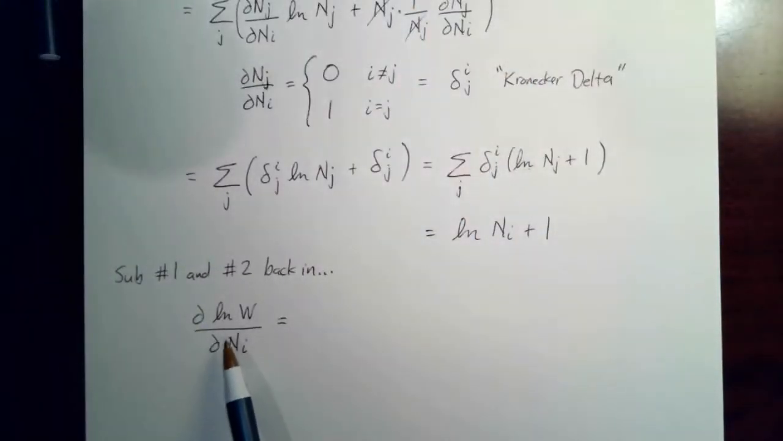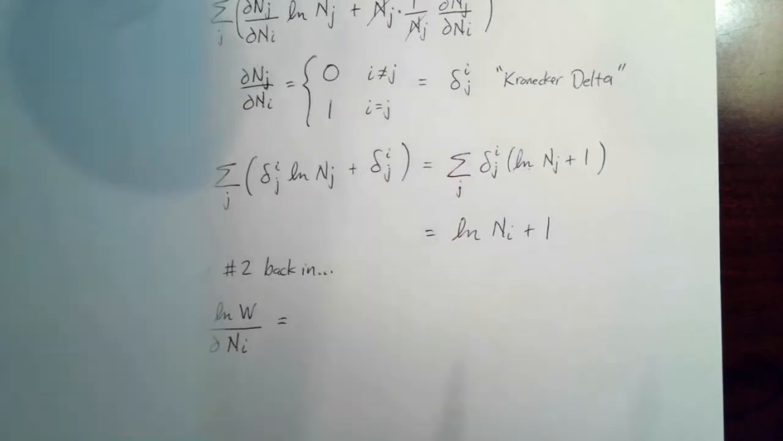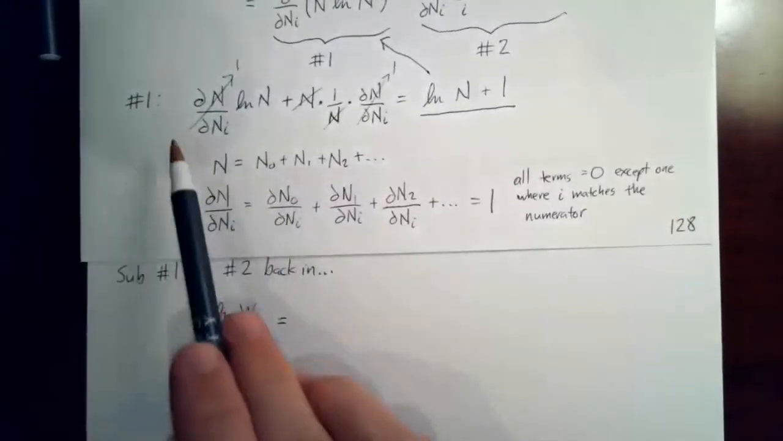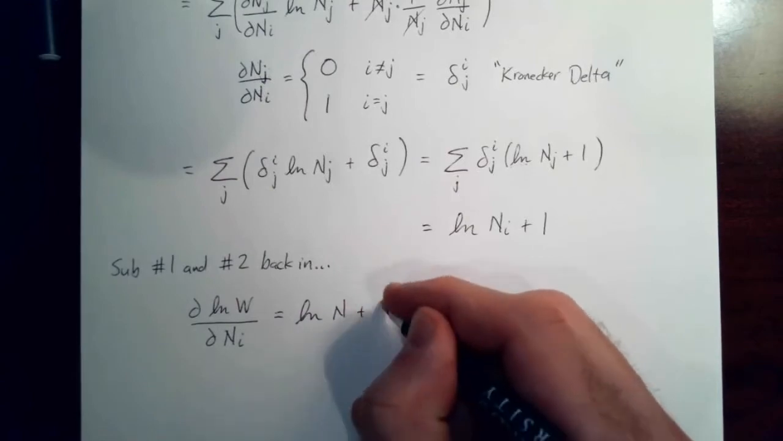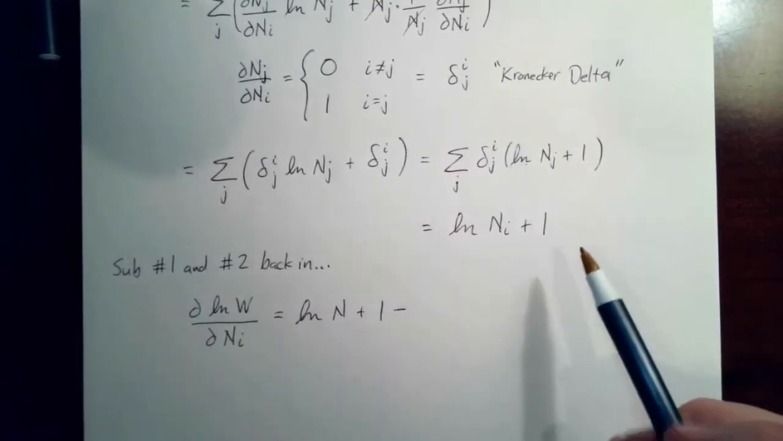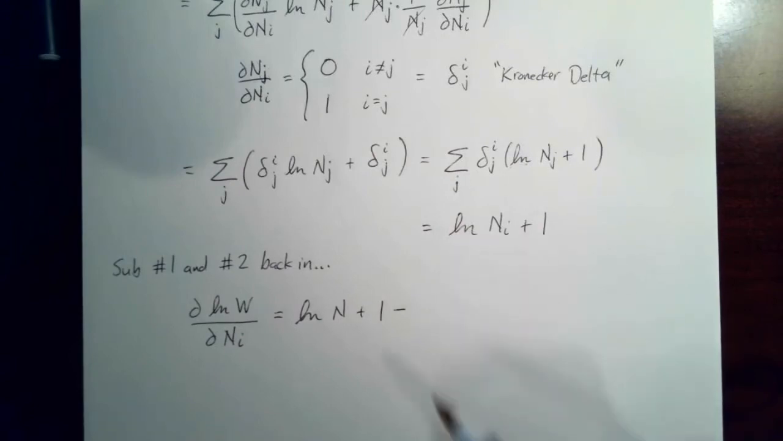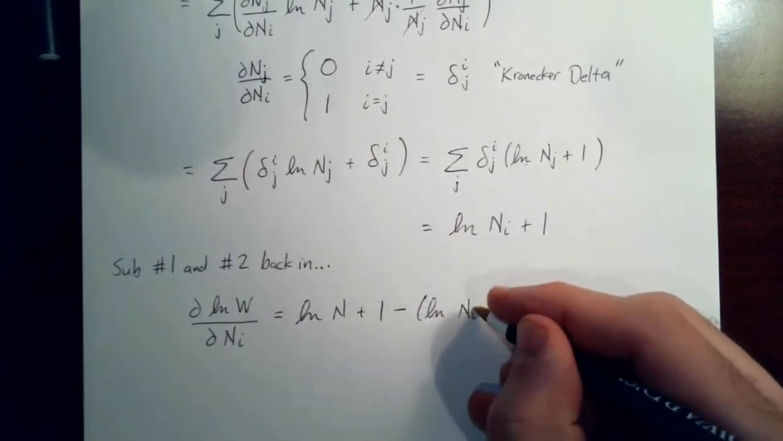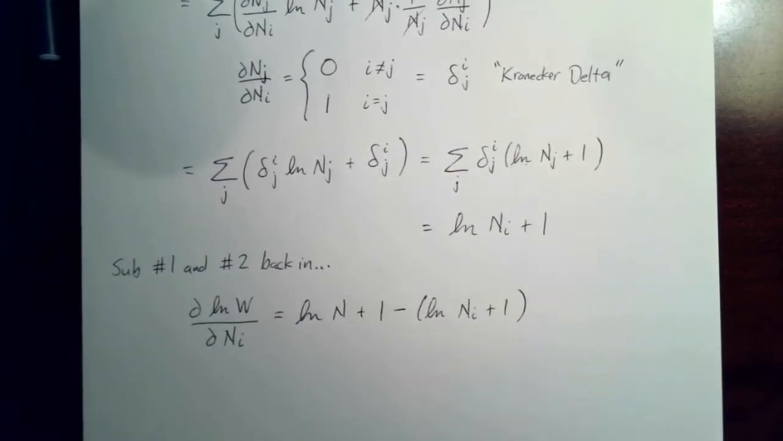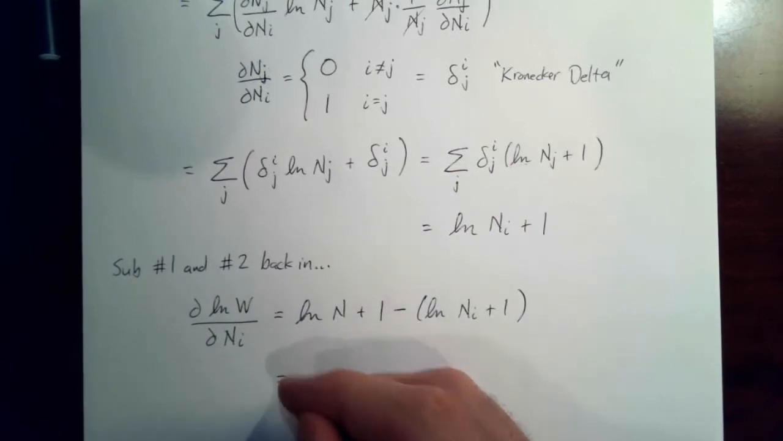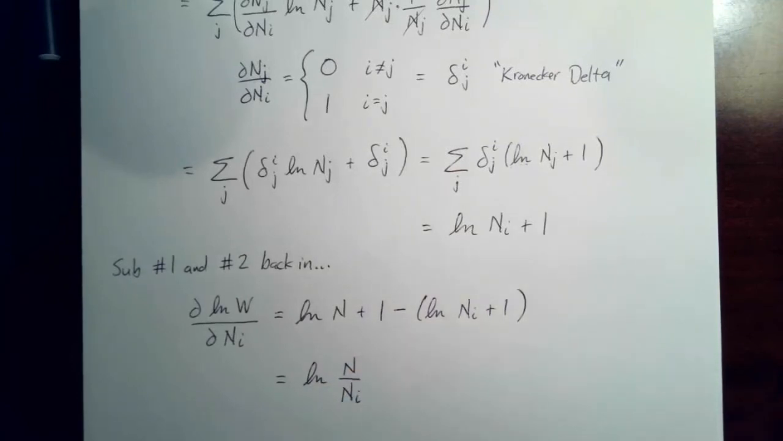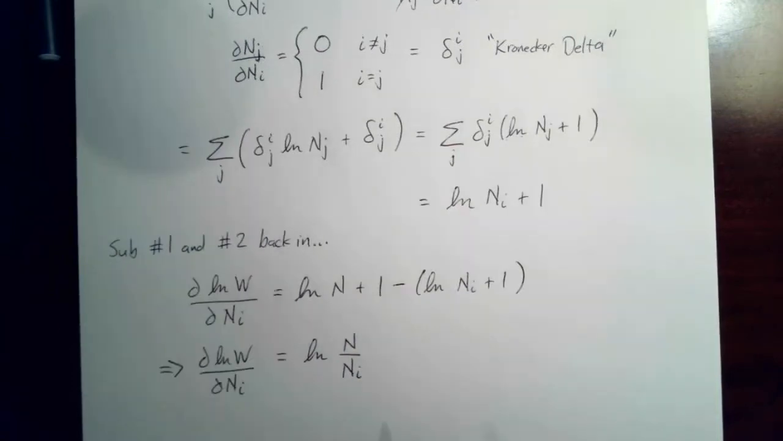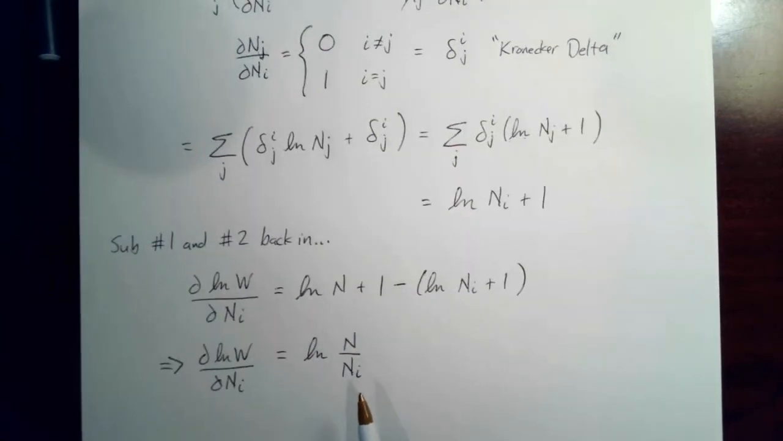So here's my derivative of the natural log of the multiplicity. That's equal to term 1 minus term 2. Number 1 came out to be ln N plus 1, and I'm going to subtract from that term 2, which is ln Ni plus 1. You can see that the 1's cancel because I have 1 minus 1. And then I have the natural log of N minus the natural log of Ni, which we can combine into the natural log of N over Ni. So we got this nice simple result after all of that math.